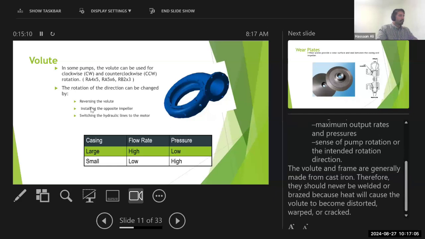Another thing about the volute is that the volute construction will determine your discharge pressure and your discharge velocities. What you can see over here is that if you increase the diameter of the volute discharge, you will decrease your velocity and increase your pressure. And if you reduce the diameter of this discharge line, you can increase the velocity and decrease the pressure.